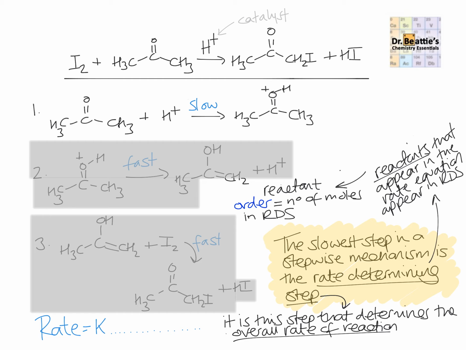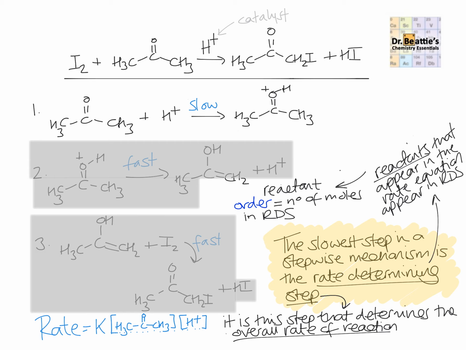Now, when we then focus in on the reactants in this step, we know from this information here that only reactants that are in the rate determining step appear in the rate equation. So iodine isn't going to appear in the rate equation, but because this is in the slow step, this ketone will appear. And furthermore, this H plus will also appear. So it's worth noting here that just because something's a catalyst doesn't mean it cannot appear in the rate equation. As long as it is in the actual reactants of that particular slow step, then it will appear in the rate equation.